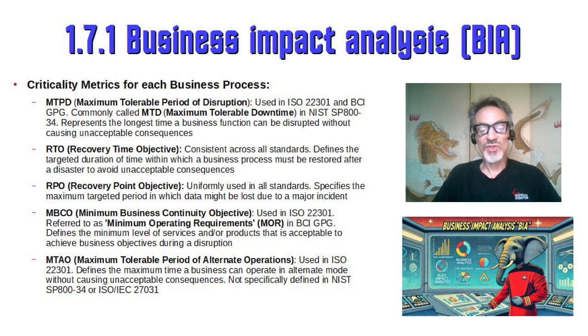Minimum business continuity objectives, sometimes called minimum operating requirements, describe service levels and supplies. So it's one thing to have a printer that can print 20 pages per minute. It's also important to have paper and toner. And MTAO, the maximum time in alternate operations. When you put on a spare tire, you can't stay on there forever. The emergency's not over till you have fully reconstituted to your normal service tire.